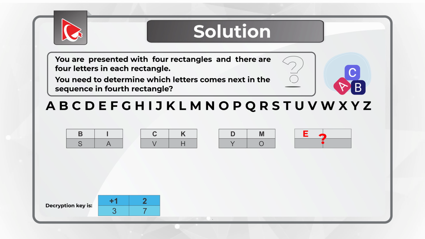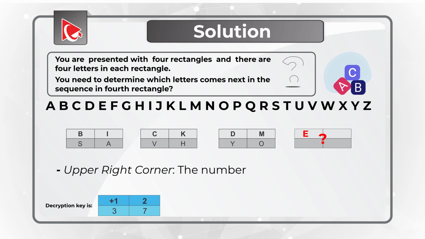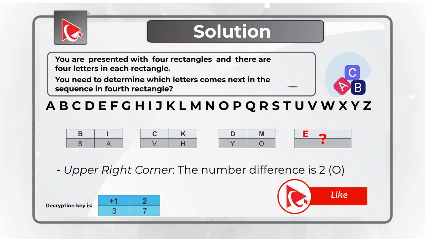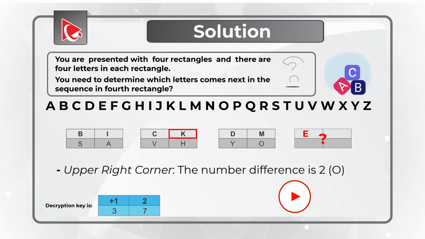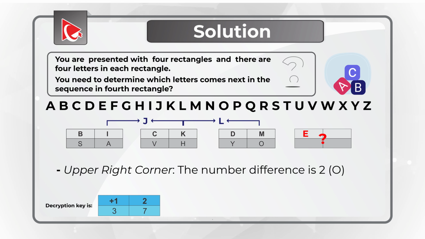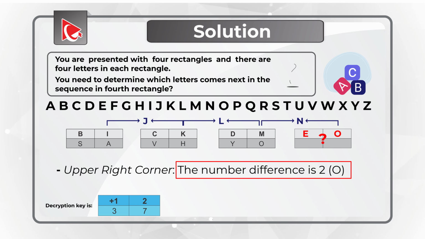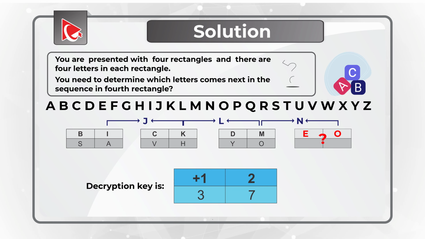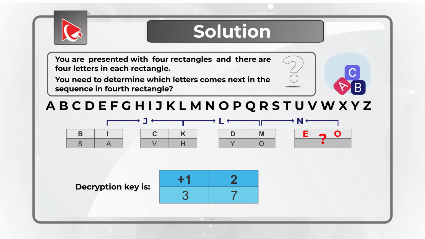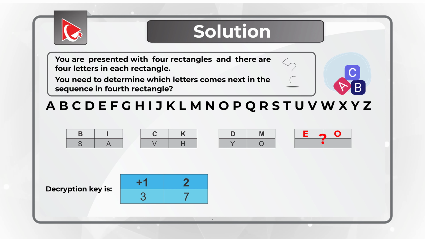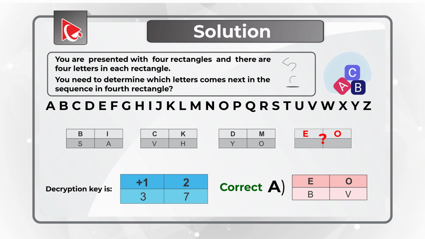Now let's look at the upper right corner of the rectangles. And then you see that in the main sequence, the letters are I, K, and M. And if you know the English alphabet, H, I, J, which is missing K, L, next is M, and O, which means that the increment is 2, which matches the second number in our decryption key. If we look at the answer, we already know that the correct choice here is choice A, because the upper row letters are E and O only in this choice.